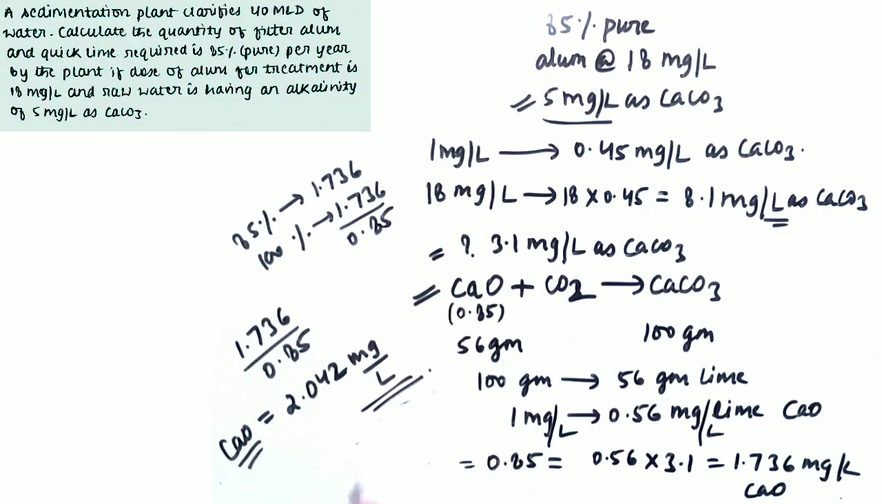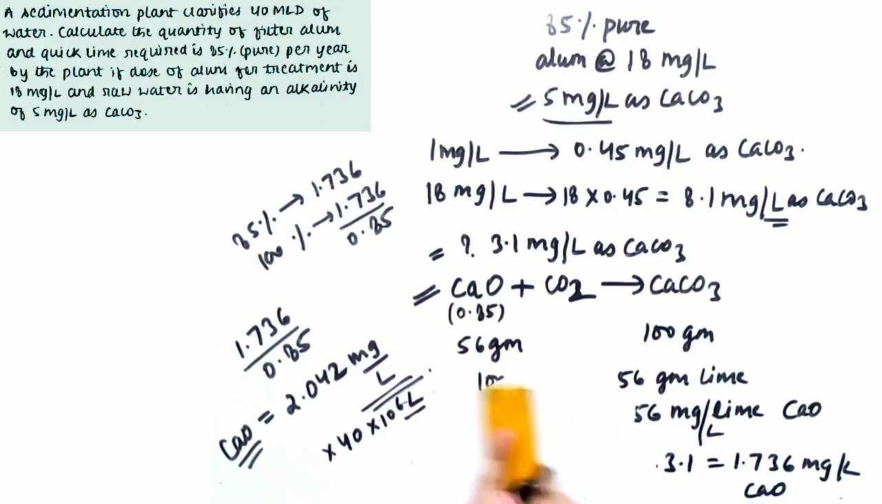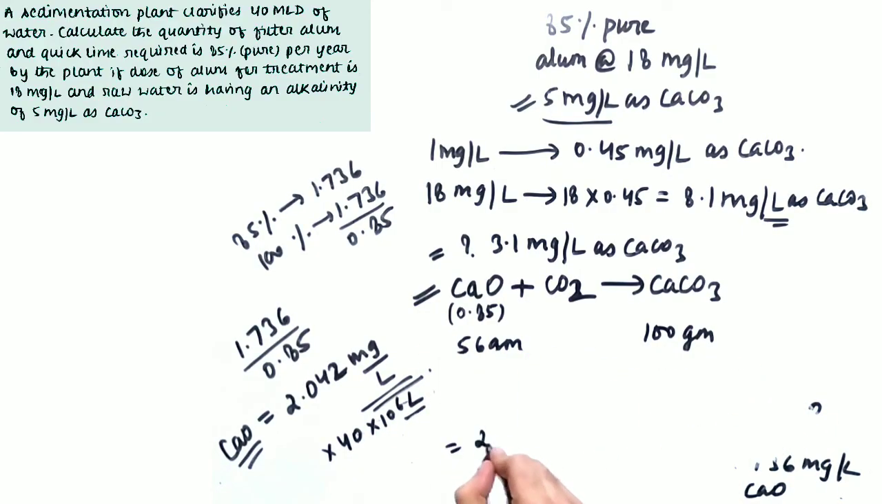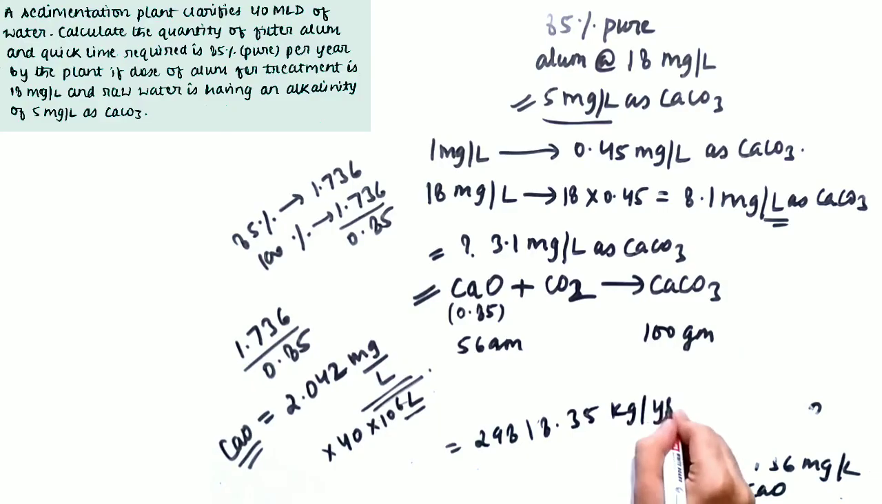Now you can turn this milligram per liter into kilogram per year by multiplying it with the discharge. The discharge is given as 40 MLD. So multiply it by 40 into 10 to the power 6 liters per day. This will give milligram per day. You can convert it into kilogram per day, and finally you can convert it into kilogram per year, because the question is demanding the value in terms of kilogram per year. So when you solve this, you will get the value of 29818.35 kilogram per year of pure lime.